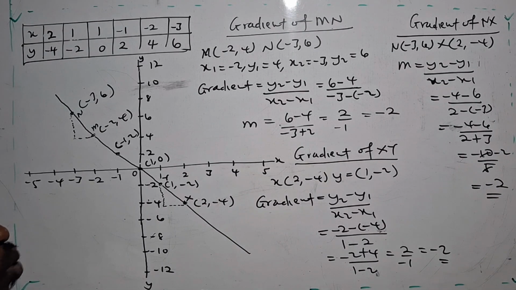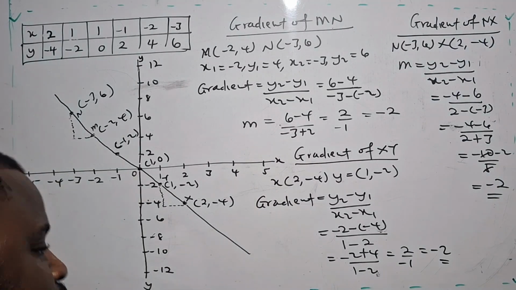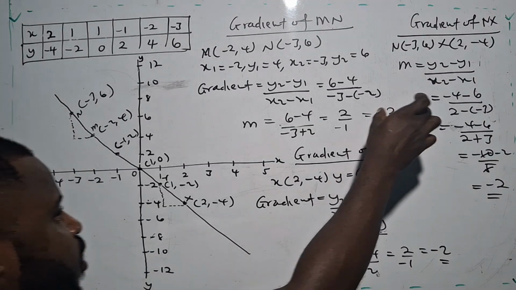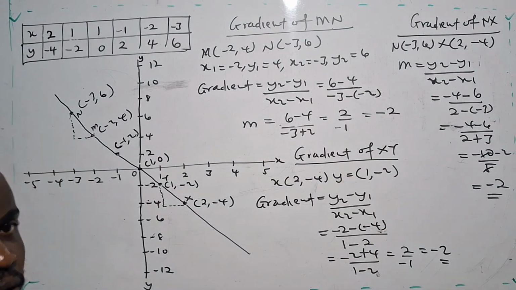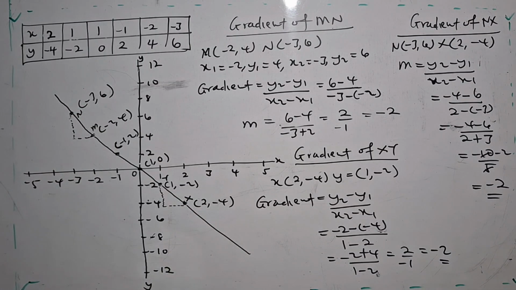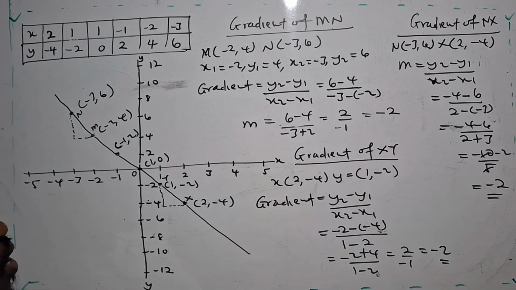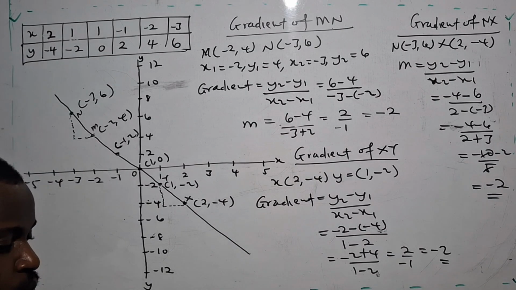Some questions will ask you what type of gradient that is. So this is a negative gradient. How do we determine a negative gradient? The direction is to the left side, then the gradient, the answer you are going to get, is negative. So you can try that. I have 6 points here, so you can pick any pair to see if you get the same gradient.